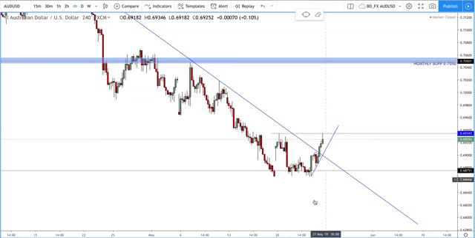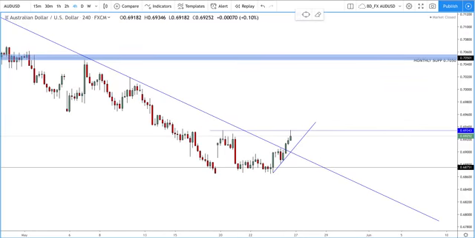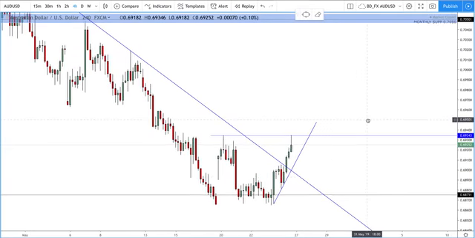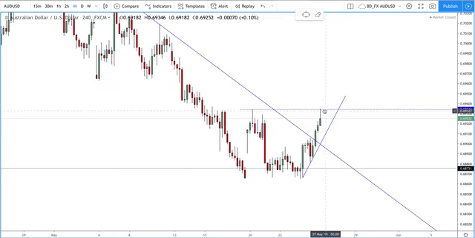At the moment, I have this sort of 4-hour shooting star, which is why I think we're going to have a bit of a pullback. Whether we pull back to then go higher, or whether we pull back and go lower, that's something we need to keep an eye out for. So take about 50% profit on that trade at the moment. Stop losses are at break even. I think we're about 82. So we had a good 50 pip profit on that so far.